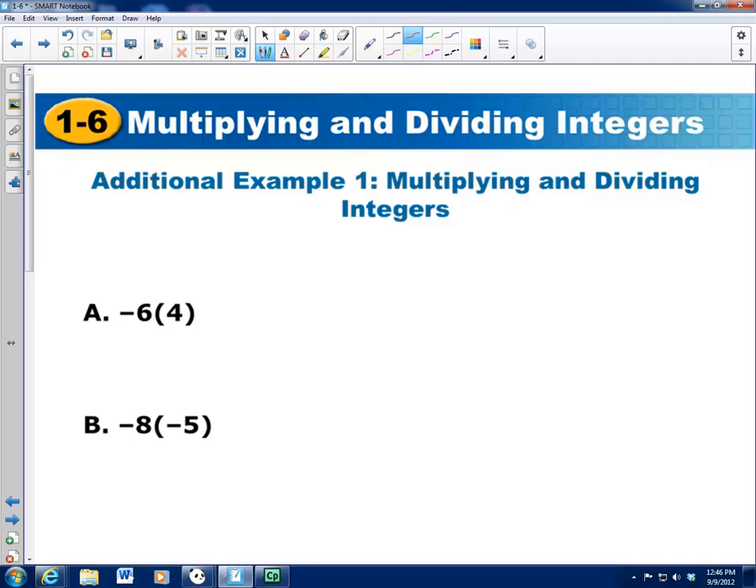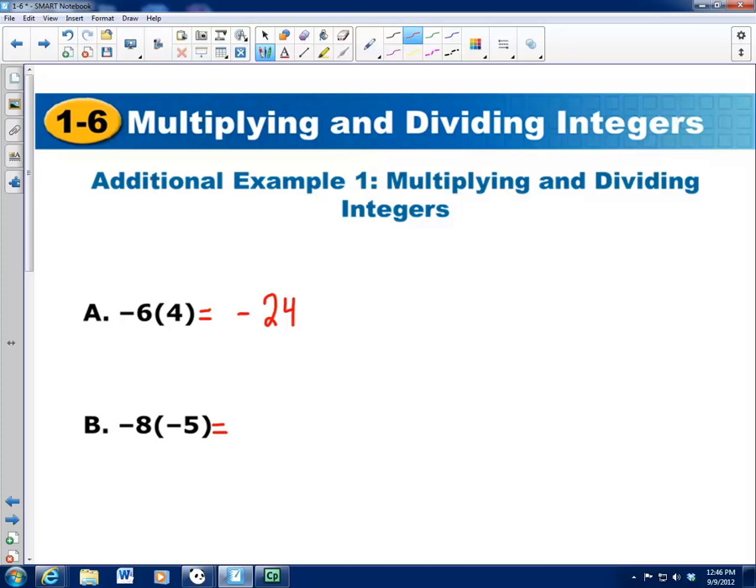The first thing we need to determine is, are those signs the same or are they different? Obviously, those signs are different, so because they're different, my answer is going to be negative. Then I multiply just like I normally would. 6 times 4 is 24. So my answer is -24. That's all there is to it. Pretty simple, right?